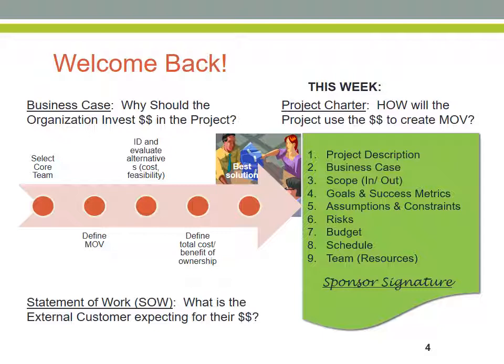Other parts of the project charter are the scope definition, namely what's in and out of scope, the goals and the success metrics, along with the assumptions that the project manager can make about the work environment, and the constraints, that is the limits that will direct how project work can be executed, the risks, the budget, the preliminary schedule for the project, and then the available resources.